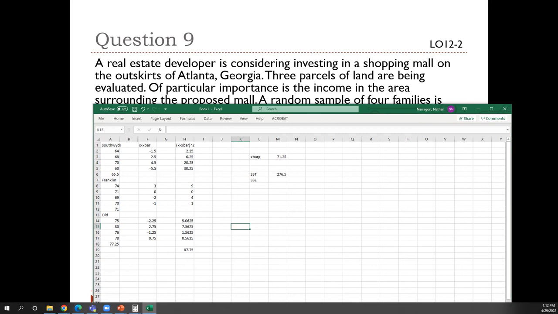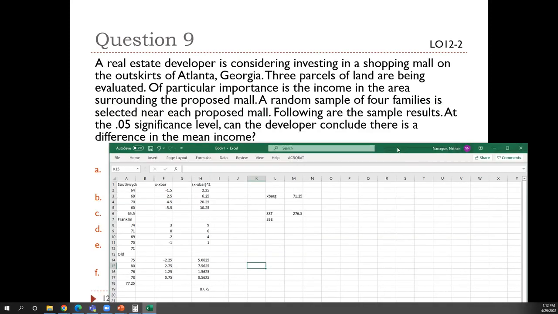Okay. So we actually figured them out. So SSE is 87.75. Next, we use the degrees of freedom. Remember, SST was 2, because again, that was the number of treatments or number of samples that we're doing, minus 1. And SSE was 9, because it's the total observations minus the number of treatments. Okay.